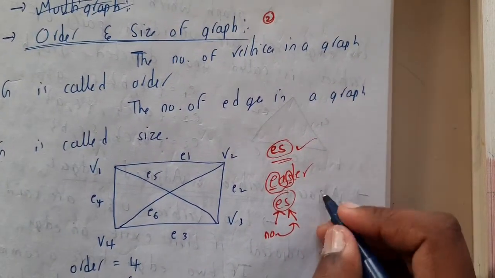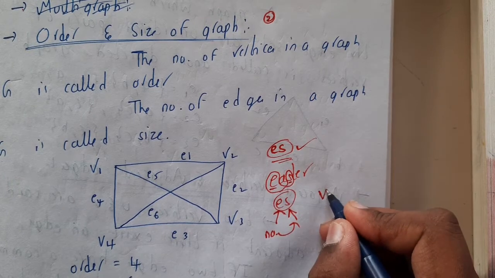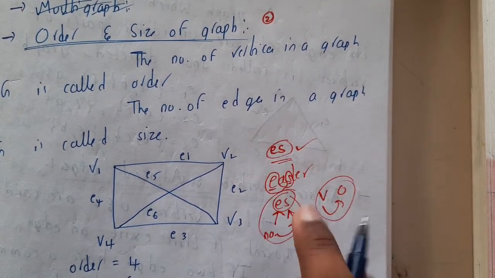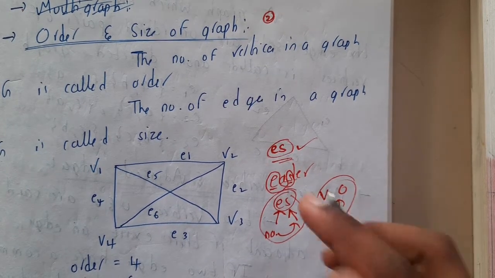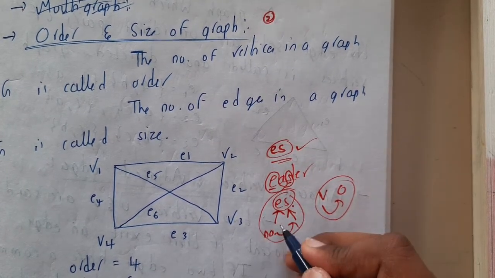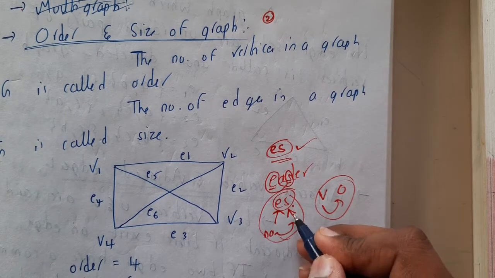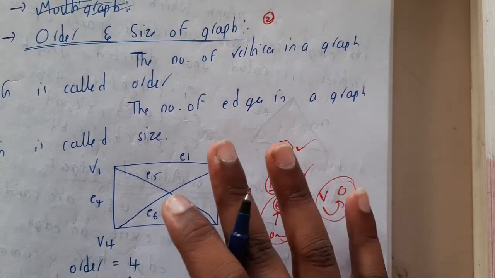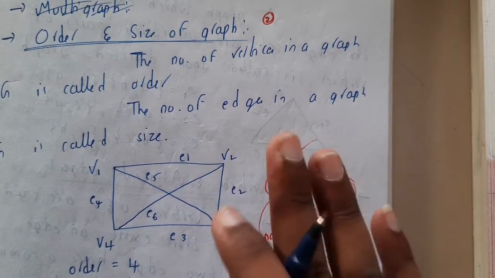So the opposite of that, the number of vertices, will be order. Anyway, remember any one thing guys, and in the opposite way you can find the other. So Easter means ES: number of edges equals size. That's it. If you remember these two things, you can directly do some basic problems if they are given on order and size of a graph.